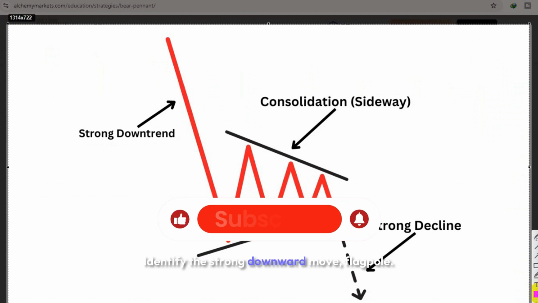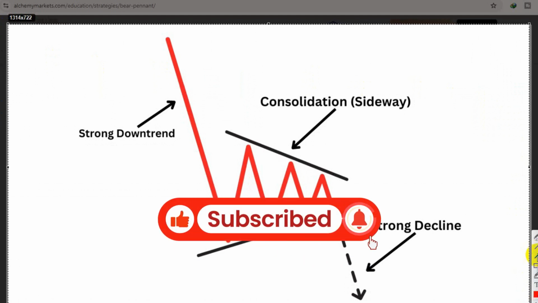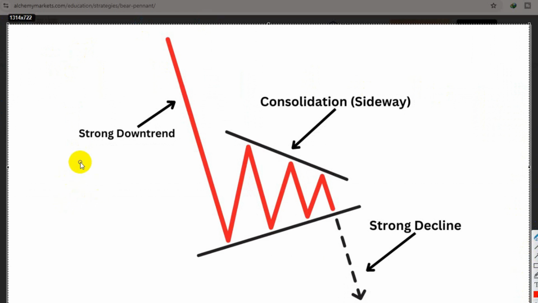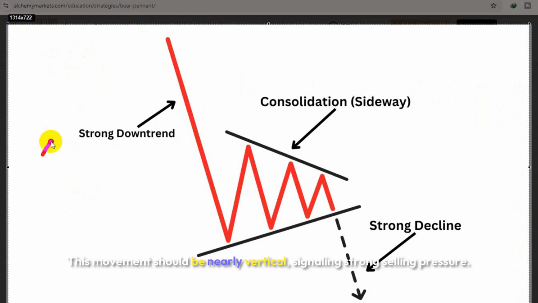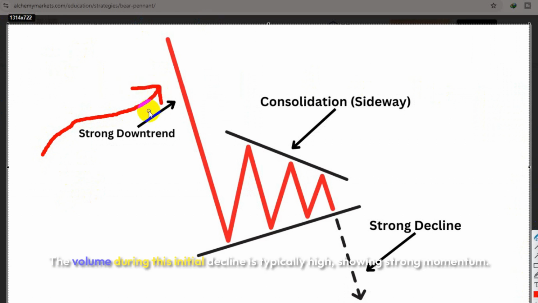Identify the strong downward move, the flagpole. Look for a sharp, steep price drop. This forms the flagpole. This movement should be nearly vertical, signaling strong selling pressure. The volume during this initial decline is typically high, showing strong momentum.